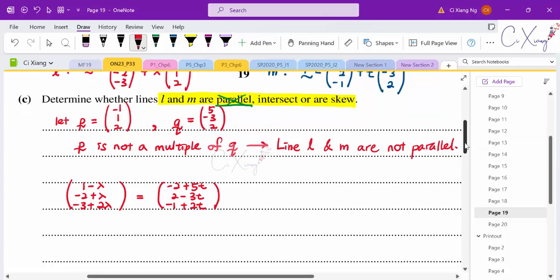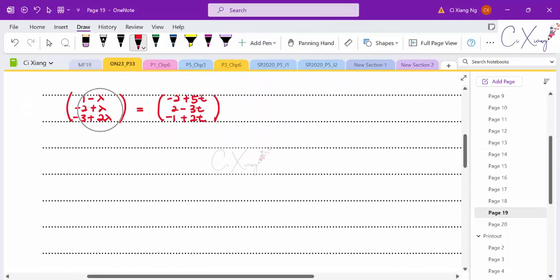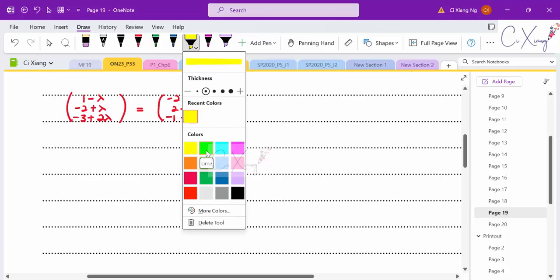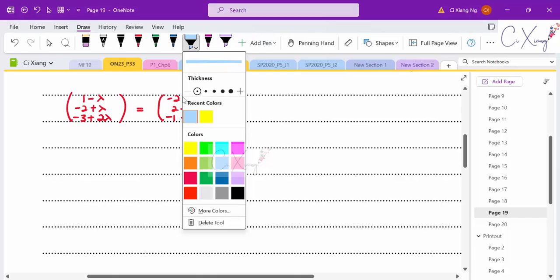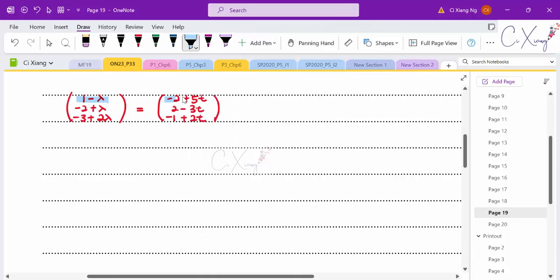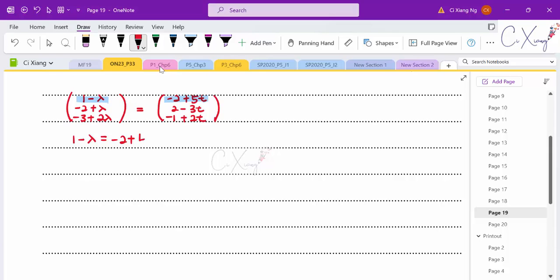Okay, then what we are going to do next is find the value for lambda and also t. Therefore, we need two different equations from here. The first equation that we are going to use is 1 minus lambda equals negative 2 plus 5t, sorry. From here, I want to rephrase it with lambda in terms of t. So lambda equals 3 plus 5t, and I will make this the first equation.